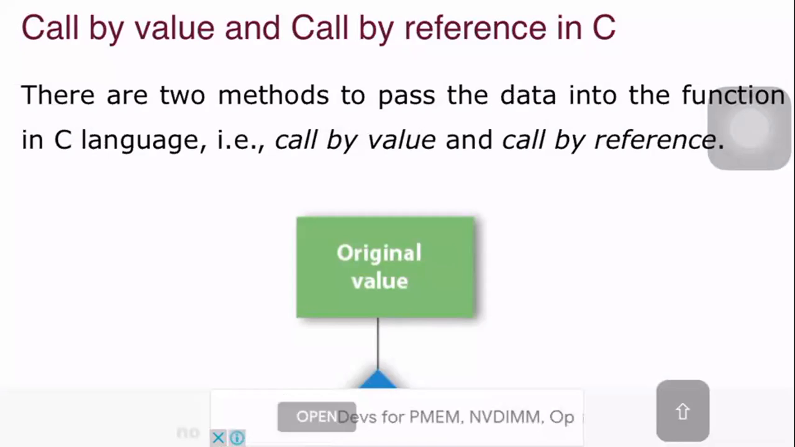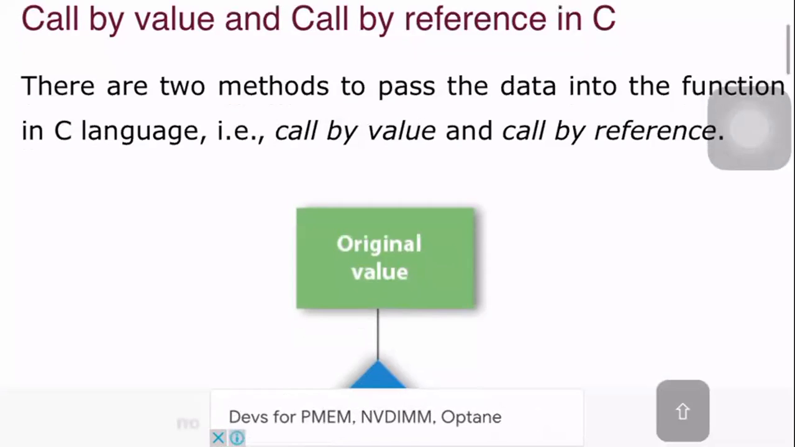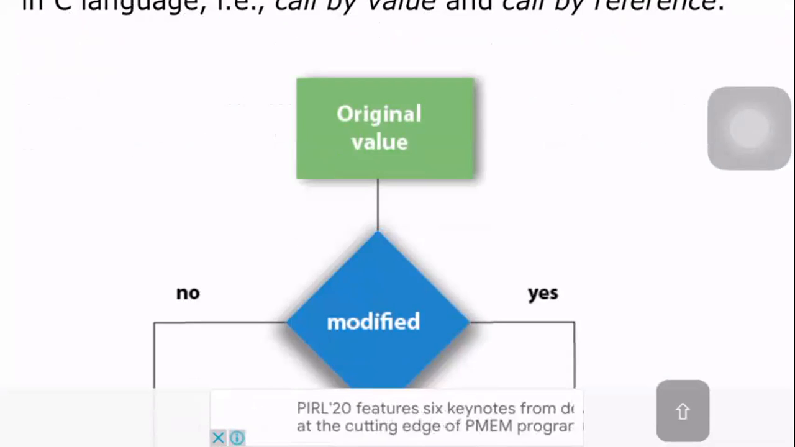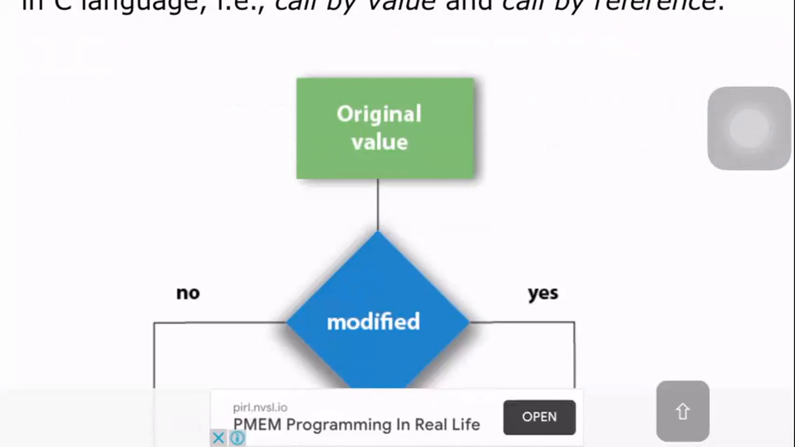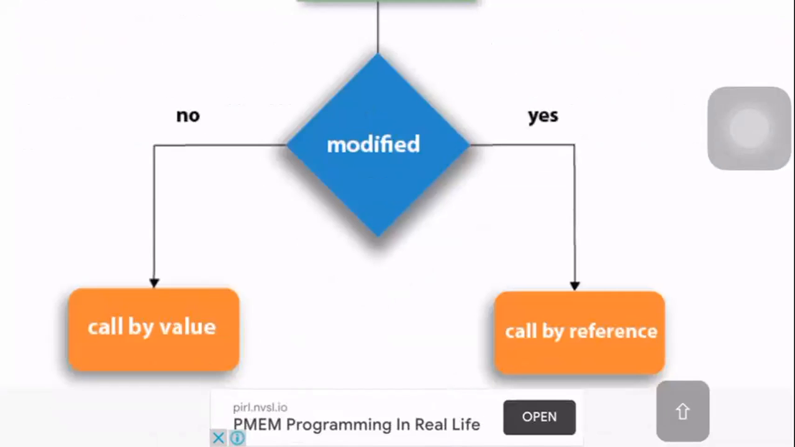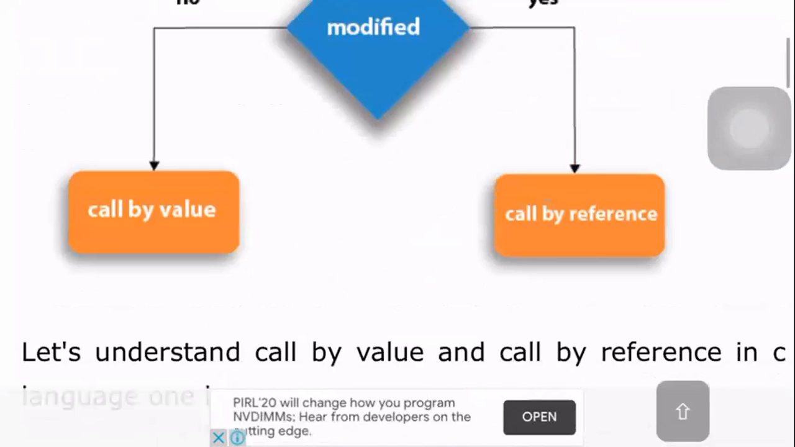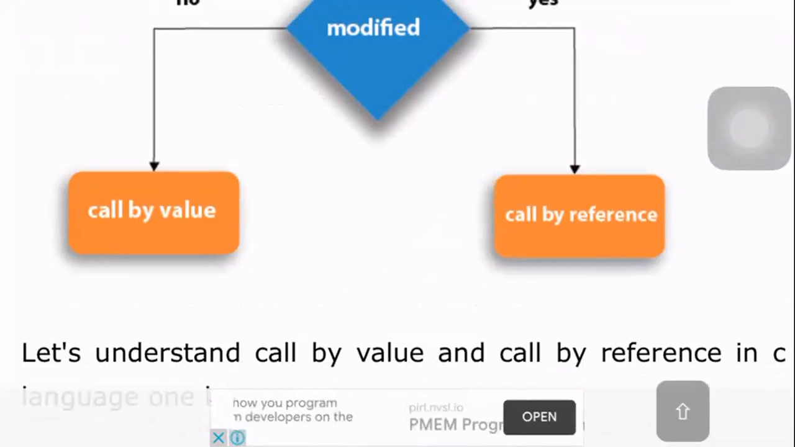Now I'll show you the example of call by value. There are two methods in a function: one is call by value, and the other is call by reference. Here we give the original value. If it is modified, that is a true value, then it will call by reference. If it is no, it will call by value. In call by value, the value of the actual parameters is copied into the formal parameters.